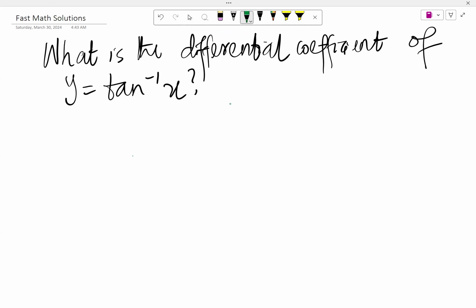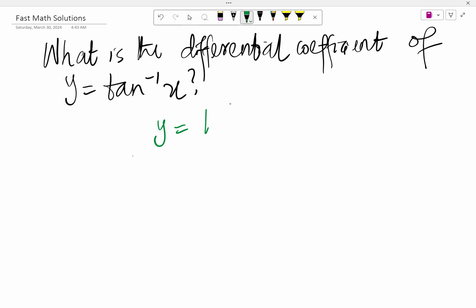So you can see the question can come in different ways. What is the derivative? What is the differential coefficient? If y is arctan of x, what is dy dx? It's all the same. Or if y is arctan of x, what is y prime? It's definitely asking you for the derivative of arctan of x. So let's go now that we know what that is about.